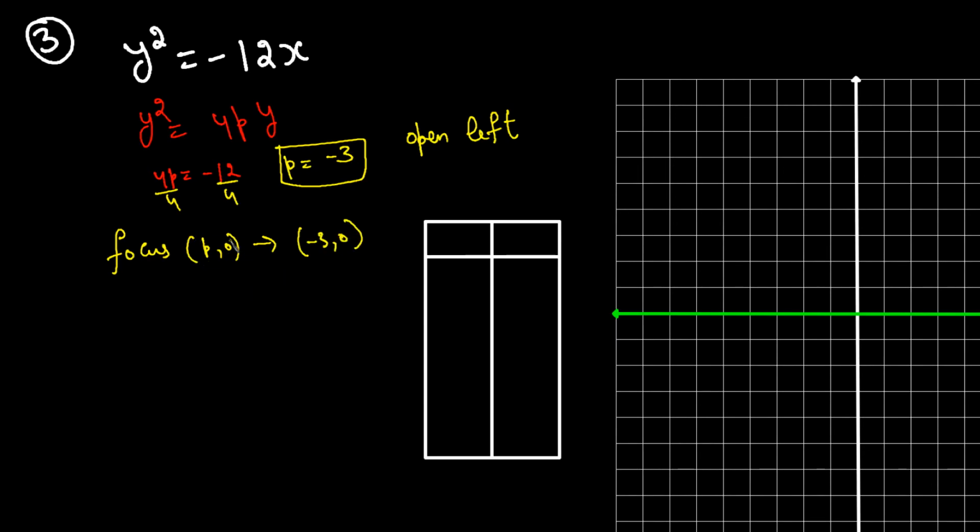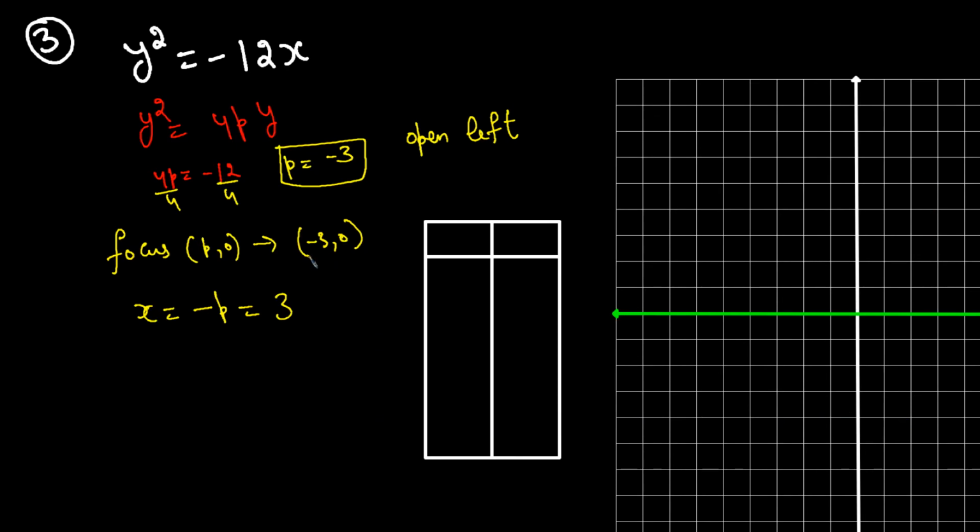So you guys need to remember these. Okay, and the directrix is x is equal to minus p. Okay, and so that's minus into minus, plus, so positive 3. So it's going to be here on the positive side.